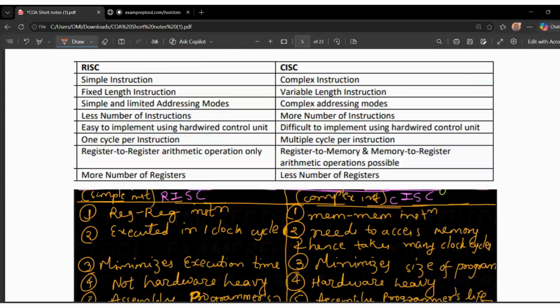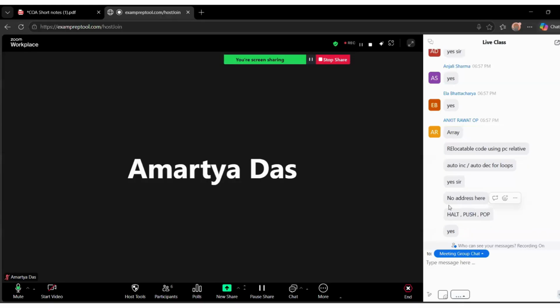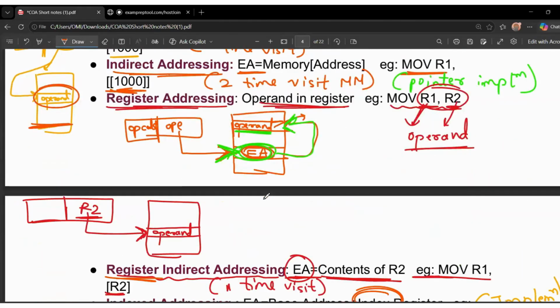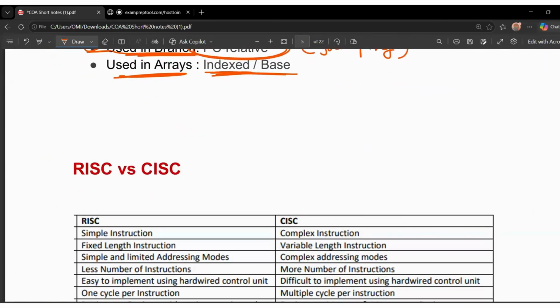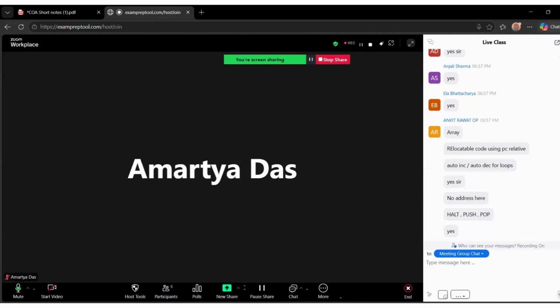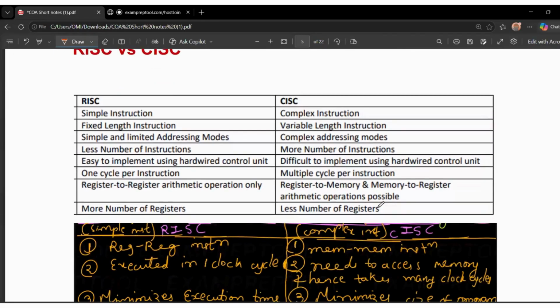So this is all about the types of addressing modes. There are many PYQs on this topic. Almost all of them are direct PYQs based on the definition. Maybe two or three are indirect, but mostly if you know the definition, you can easily solve them. We have solved them also.